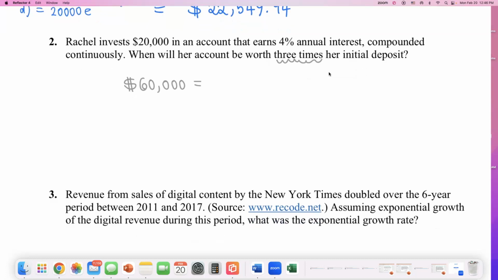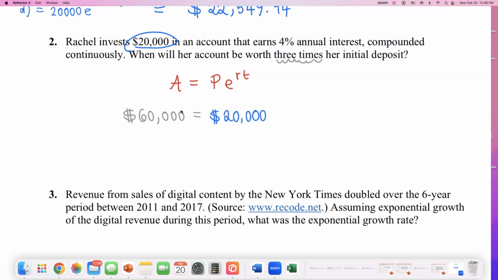Okay, but let me write down the formula above. The formula for continuous compounding is A equals P times e raised to the rt power, right? So we want the ending balance to be $60,000. Her initial balance is 20,000, so that's your P.